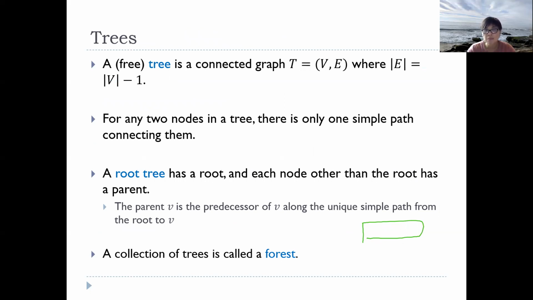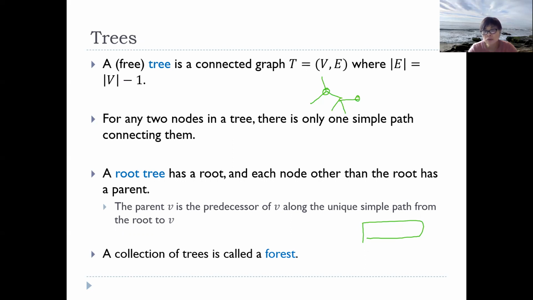What are trees? A so-called free tree, or just a tree, is simply a connected graph where there's no cycle. Alternatively, it's a connected graph where the number of edges is equal to the number of vertices minus 1. One property of the tree is that, because there's no cycle, for example, this is a tree, given any two nodes, say this node and this node, there can only be a unique simple path connecting them.